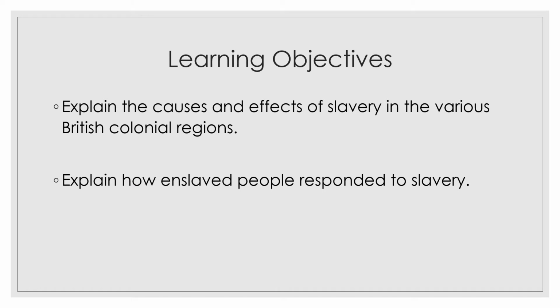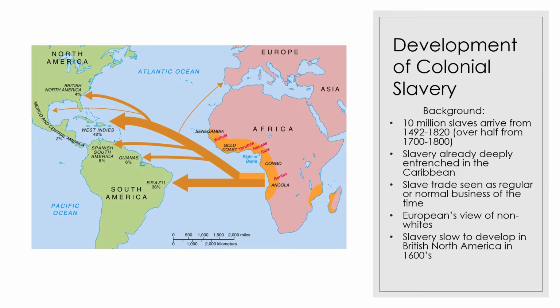So our learning objectives for our AP exam are these two: explain the causes and effects of slavery in various British colonial regions, and also explain how enslaved people responded to slavery. So the first thing I want to look at is the development of colonial slavery. I want to give you a little bit of background.